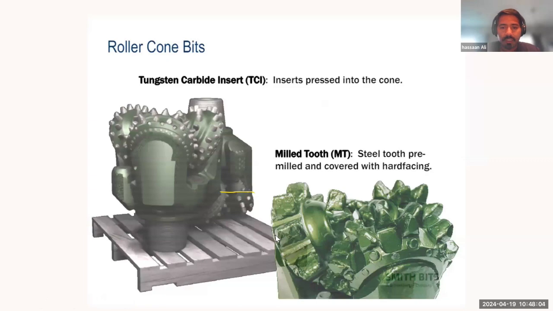So roller cone bits and mill teeth are effectively steel teeth that are pre-milled and usually covered with a hard facing. So they can be nitrided. They can have some sort of surface treatment to make them really hard. But effectively, these are very, very easy to manufacture. While in the case of TCI or tungsten carbide inserts, you will have your drill bit, and then you will have inserts that are mounted inside the carrier.